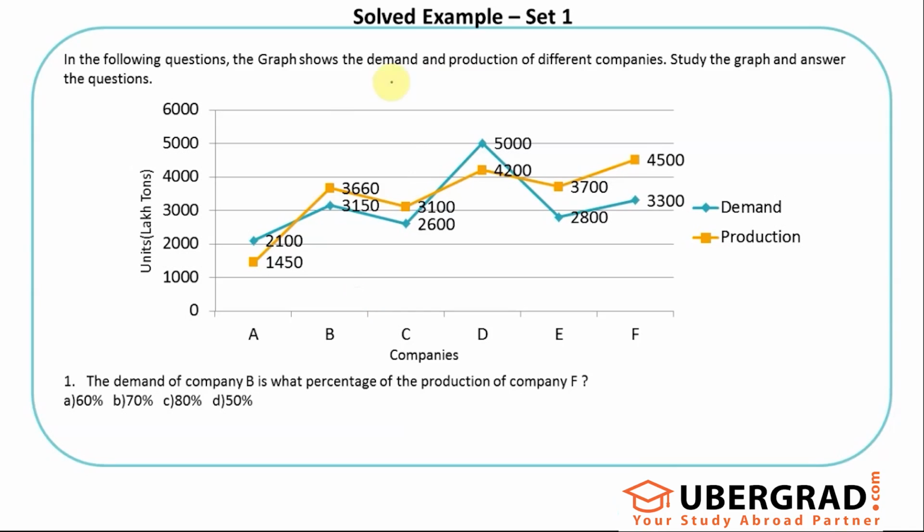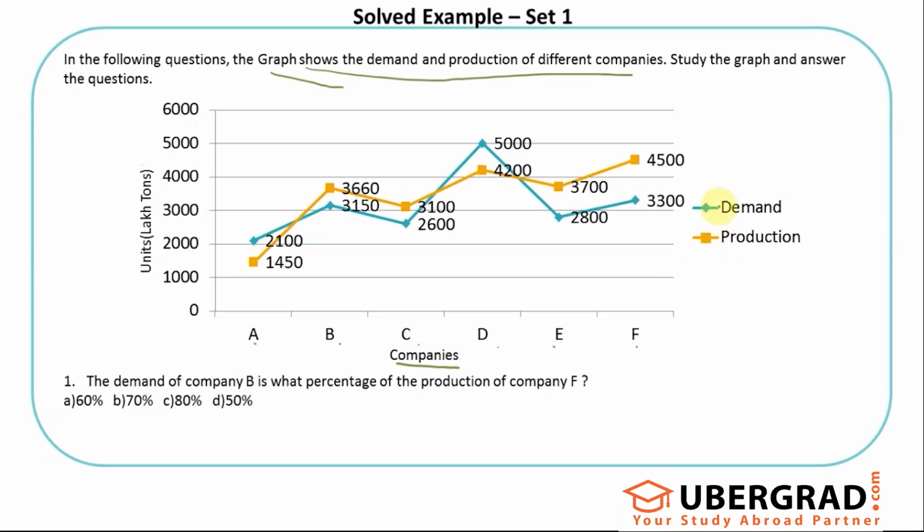Okay, let me first talk about the graph. The graph shows the demand and production of different companies. There are companies like A, B, C, D, E, F. Take this as the title of the graph. The x-axis is companies, A, B, C, D, E, F, and the y-axis is units, lakh tons: 1000, 2000, 3000, and so on.